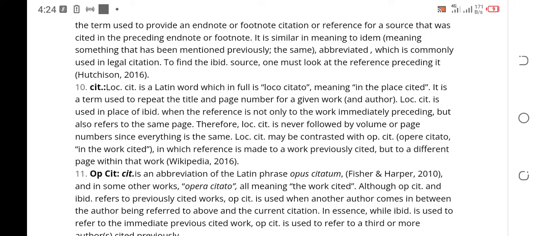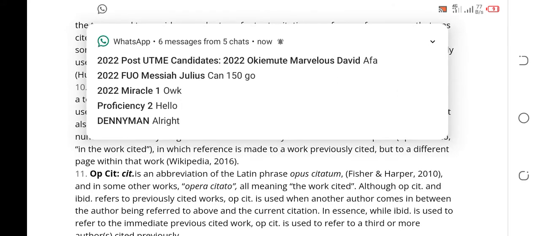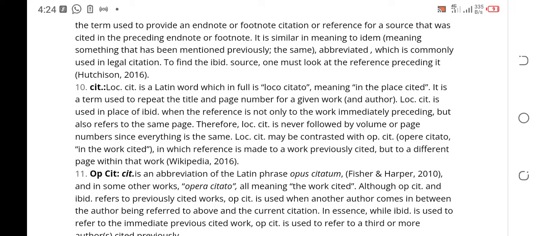Now, some referencing styles like the MLA put a page number in the body of the work, in the references. So loc. cit. is also telling you that this is the same author, the same year, and the same page number. Meanwhile, ibid only talks about the same author as cited above.